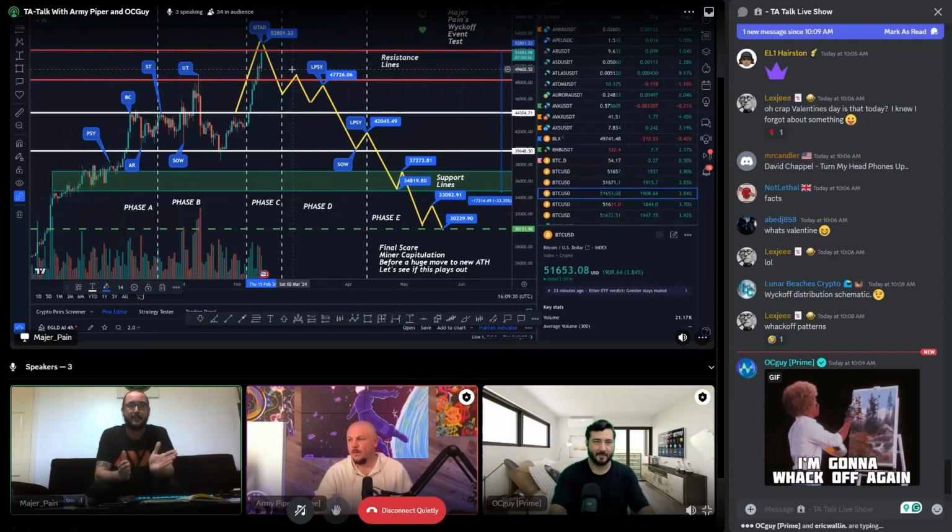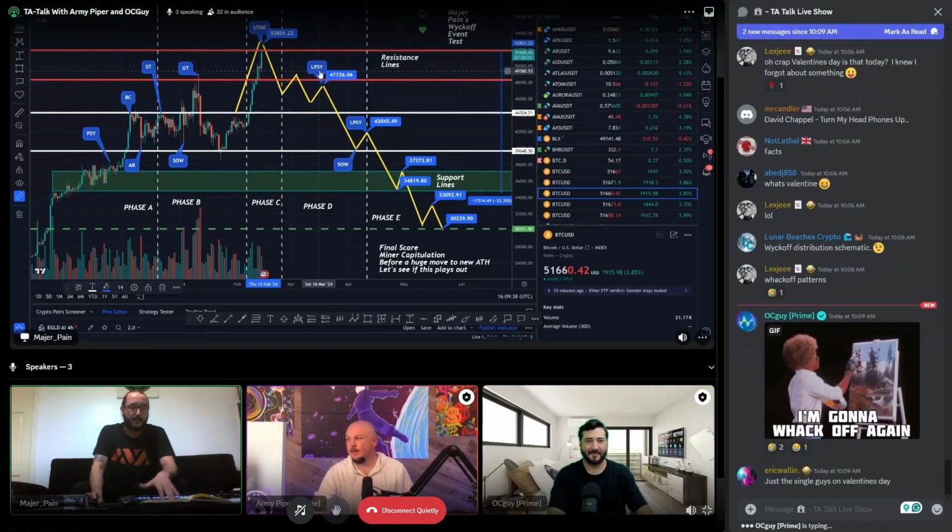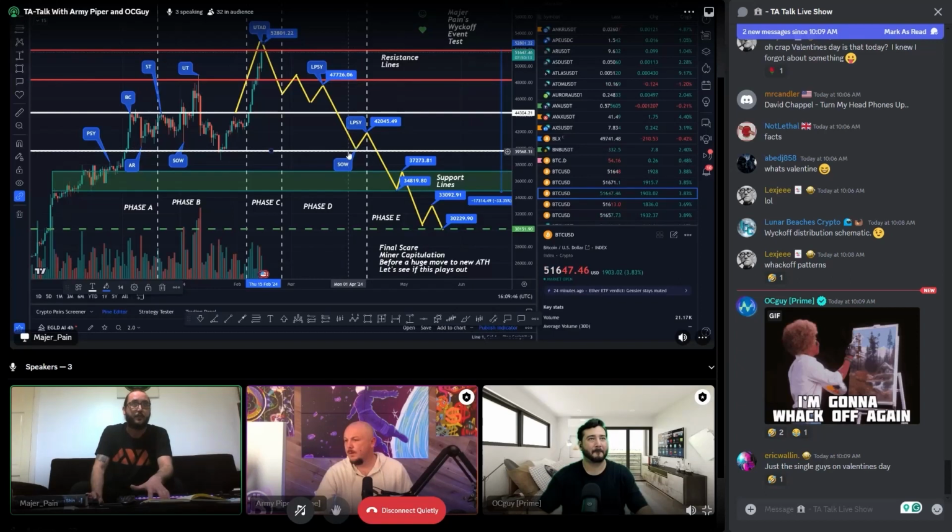In the last one before the halving, a month or two before the halving, for a final scare. And LPSY stands for what? Last point of supply. And then we have another sign of weakness on the next support, which everyone knows is the 40K barrier, 30K. So we have another sign of weakness. And then we have another last point of supply, which can take us to phase E.